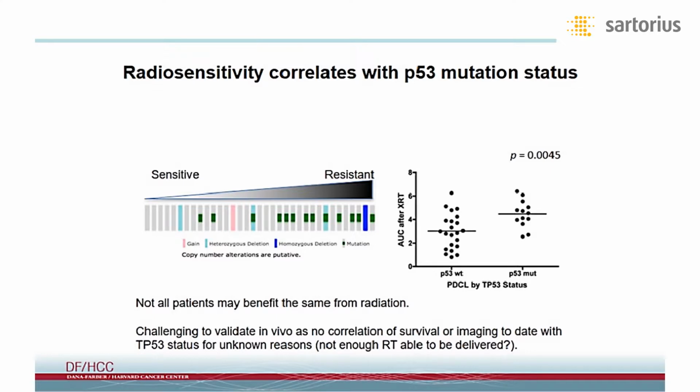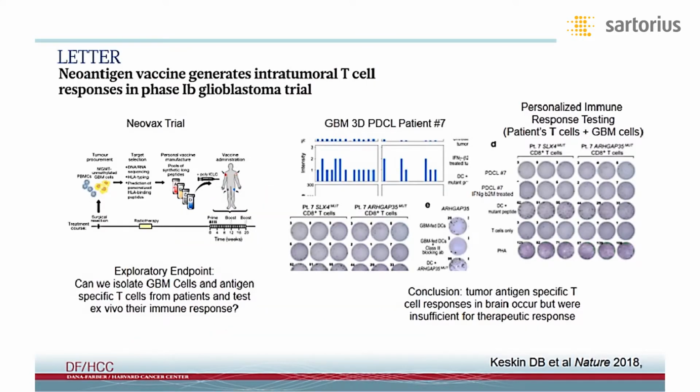And what was seen again was that P53 was the top correlation as far as explaining that sensitivity and resistance. P53 mutant lines were highly resistant to radiation, thereby explaining at least part of the differences between patient models. This has been challenging to validate in vivo, as right now we don't have any correlation with survival or other status, but we're currently trying different methods to follow up on this.